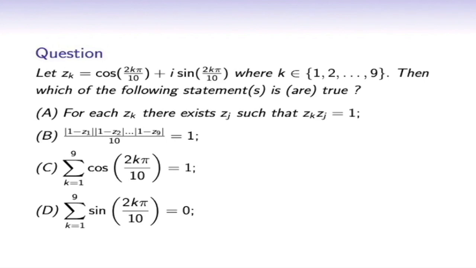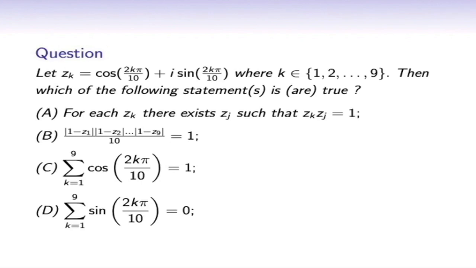Option A is for every complex number Zk, there is a complex number Zj so that the product of Zk and Zj is equal to 1. Option B is about the absolute values of the complex numbers, which is the product of the absolute value of 1 minus z1, the absolute value of 1 minus z2, and so on up to the absolute value of 1 minus z9, divided by 10 is equal to 1.